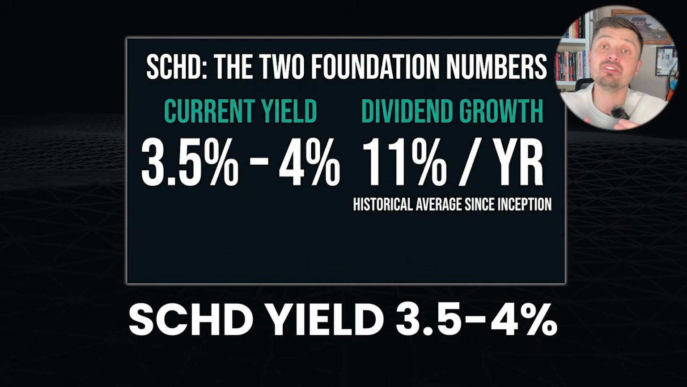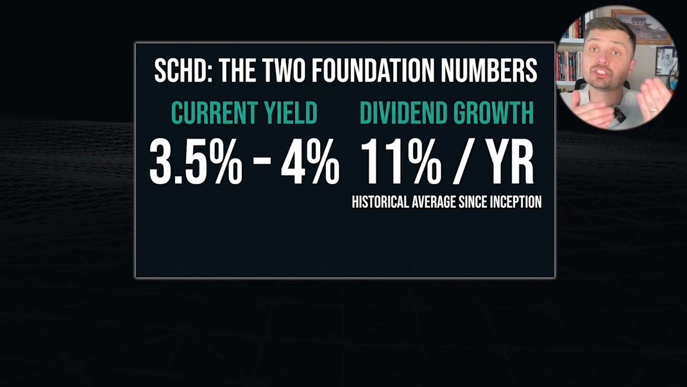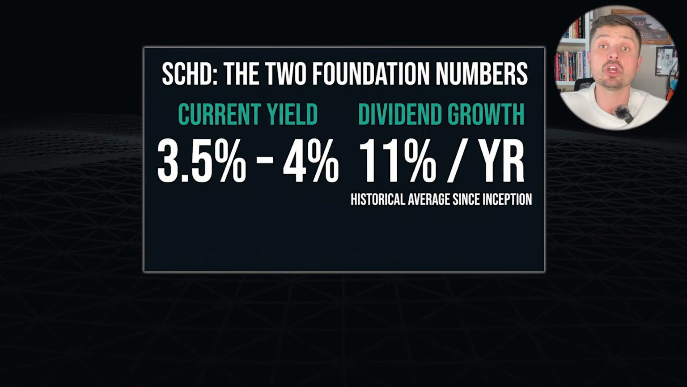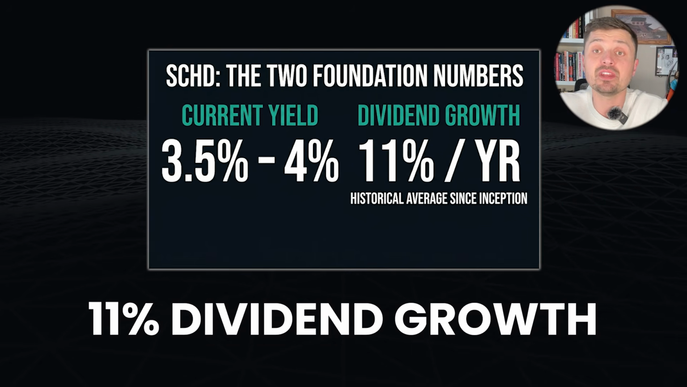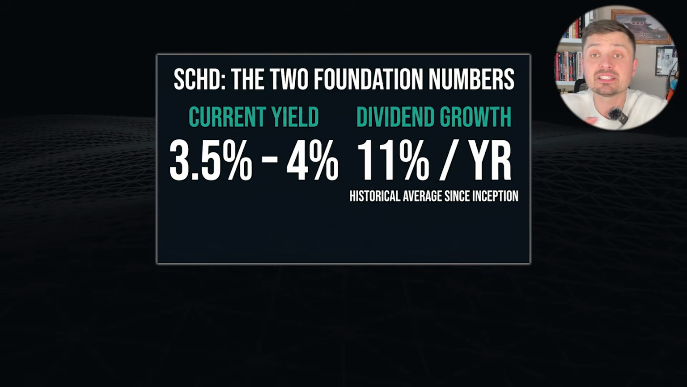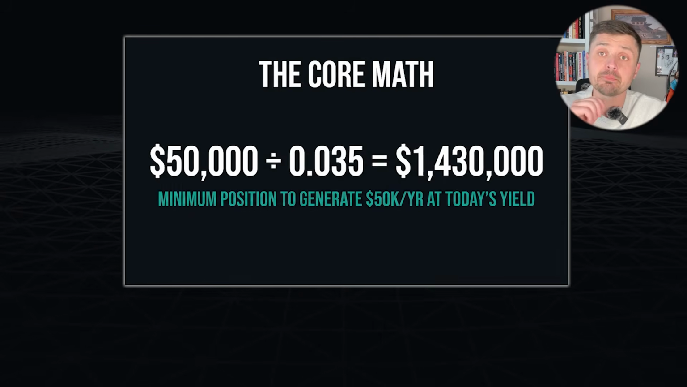So SCHD currently yields around 3.5% to 4% in quarterly distributions. That yield changes over time, both as the share price moves and as the underlying companies grow their actual dividends. The fund's dividend growth rate has historically averaged over 11% annually since its inception. Those two numbers though, current yield and dividend growth rate, are the foundation of any SCHD retirement calculation, okay? They determine how much income a given position can actually generate today and how that income changes over time for you.